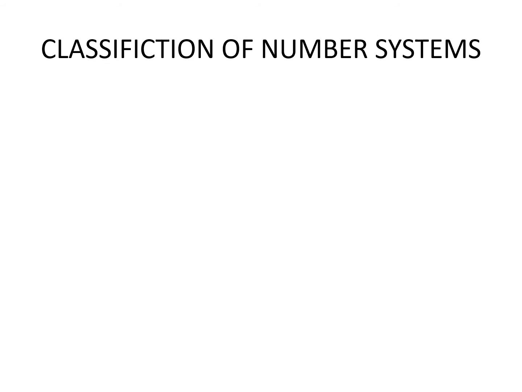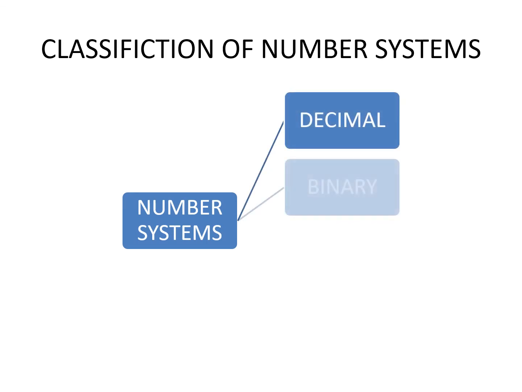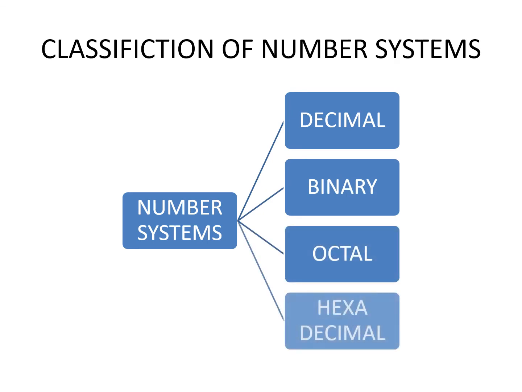Classification of number systems. The number system is classified into four types. The first one is decimal number system, the second is binary number system, the third is octal number system, and the fourth is hexadecimal number system. These are the different classifications of number system.